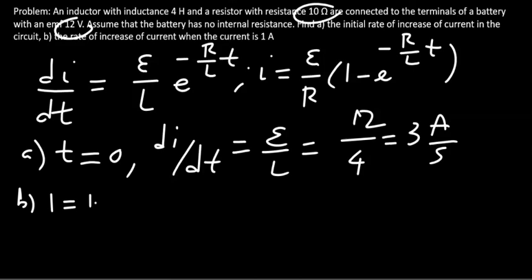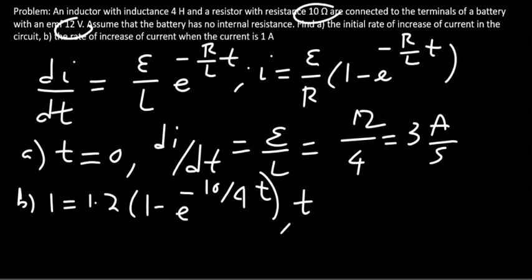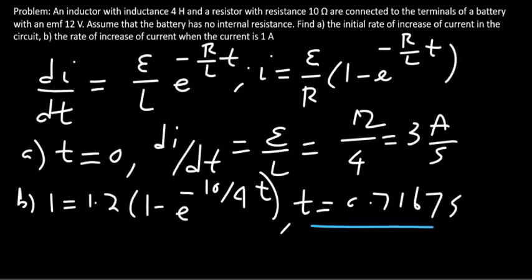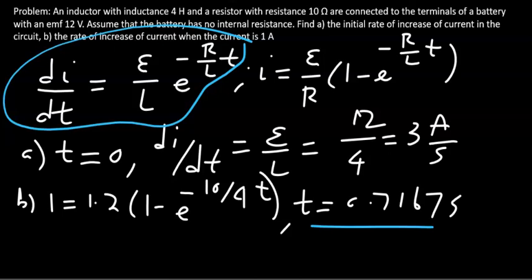12 divided by 10 is 1.2, times 1 minus e to the power minus R, R is 10, L is 4, t. And solving for t, you get t to be 0.7167 seconds. Now all we have to do is to substitute this value of time inside that expression to get the rate of increase of current at that time.